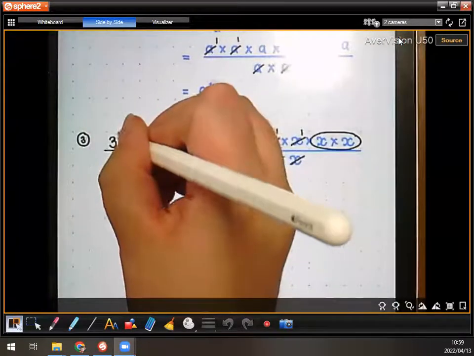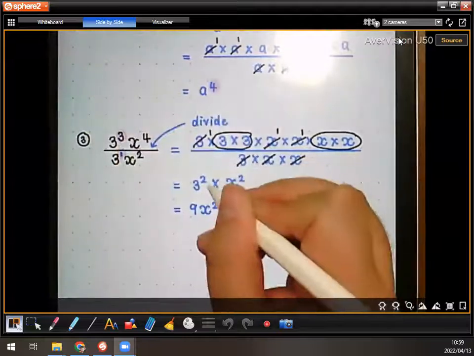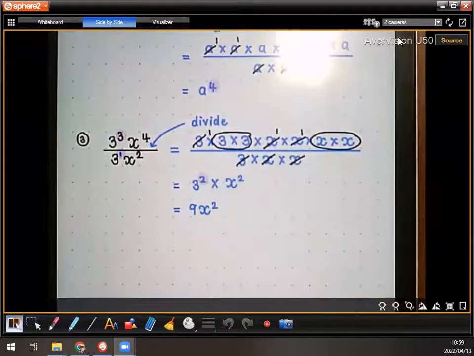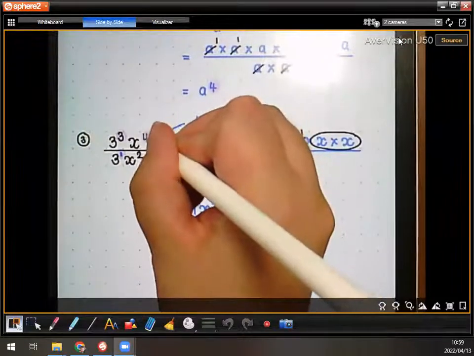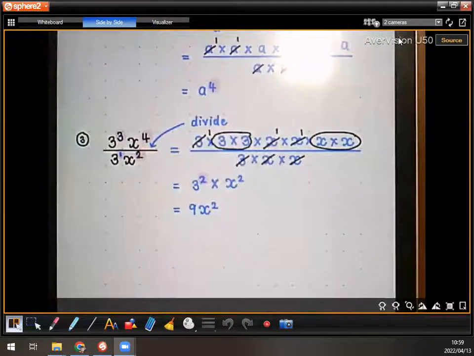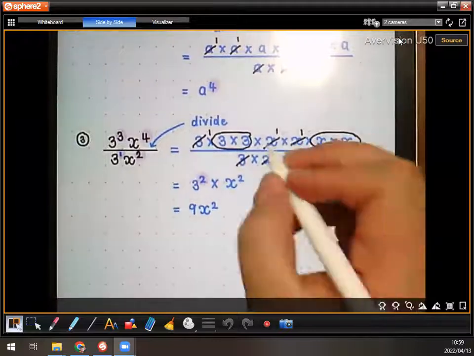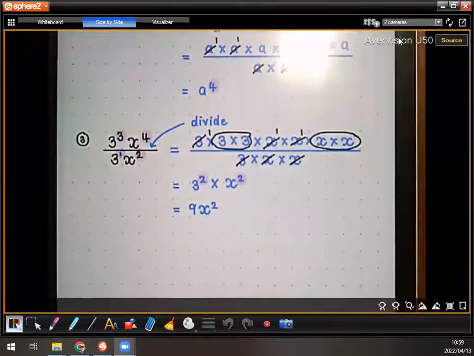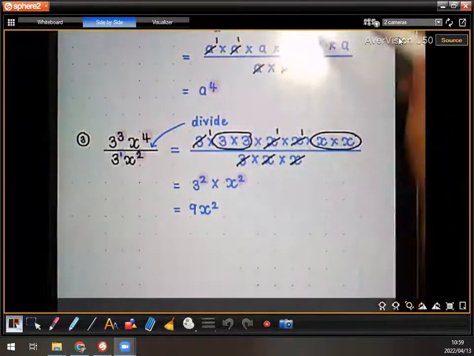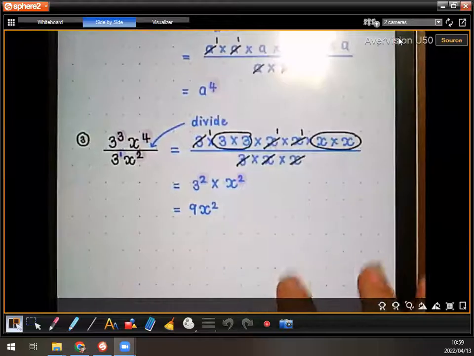Okay, so we have an exponent of 3 and an exponent of 1. And then in our answer, 3 then has an exponent of 2. And if we're looking at the x's, at the top, we have an exponent of 4. At the bottom, an exponent of 2. And then our answer also an exponent of 2. Okay. Aaron?